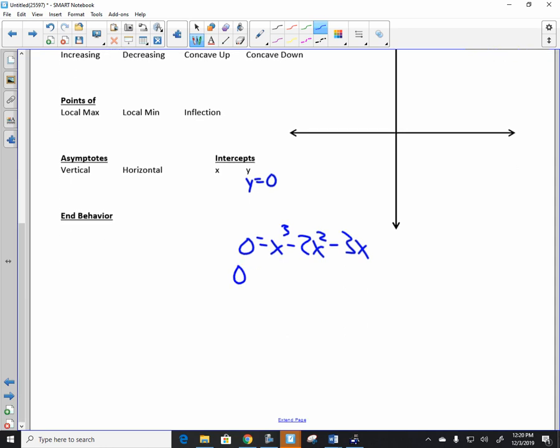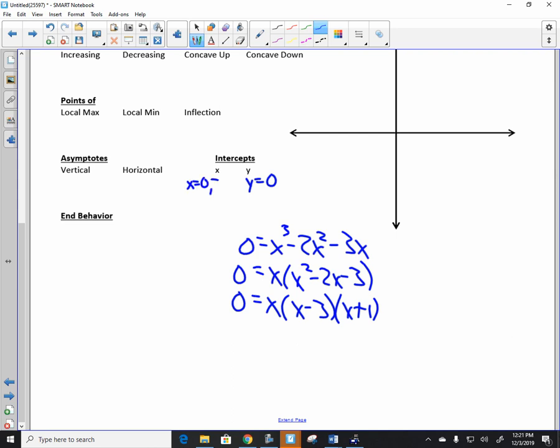We can simply factor out an x and we get x squared minus 2x minus 3, or x times x minus 3 times x plus 1. So we found that this actually has how many intercepts? 3 of them. So we have x is equal to 0, 3, and negative 1.